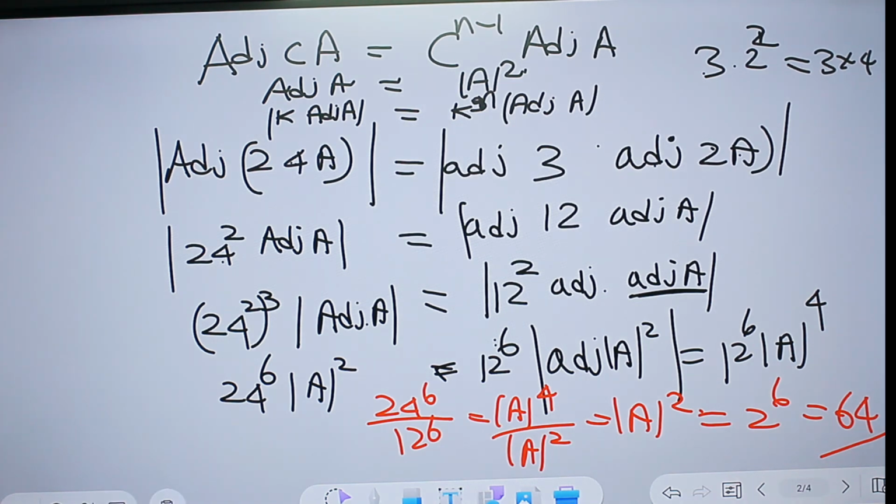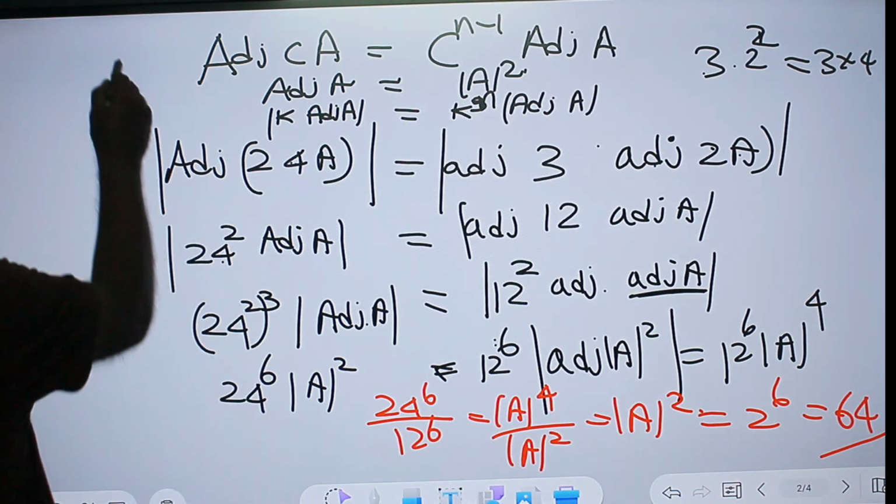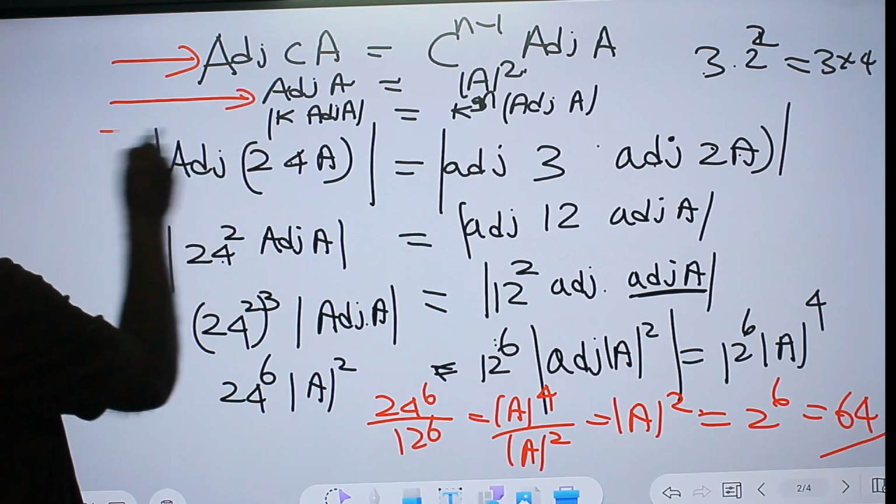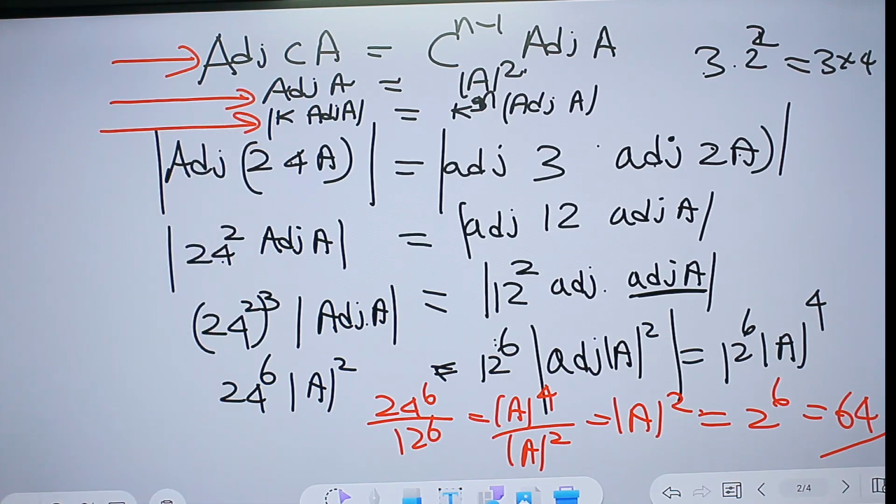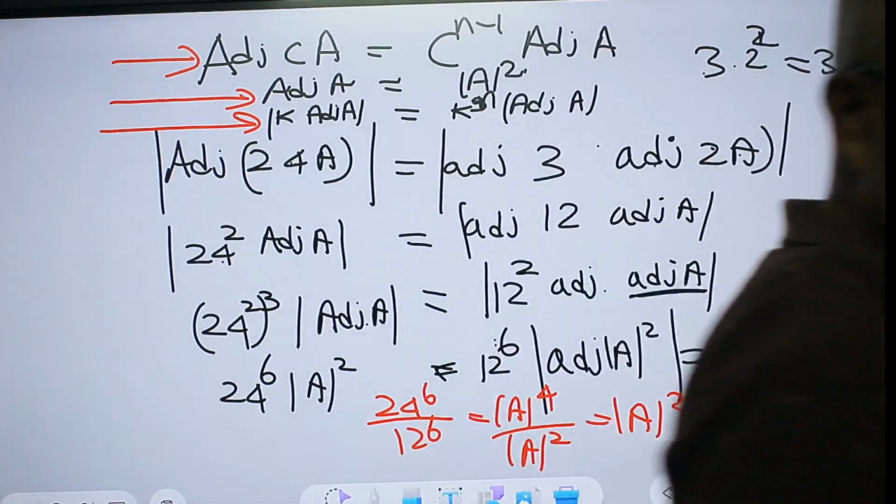Okay. Just these three rules. If you know that, we can solve all these sums. Copy it down until now.